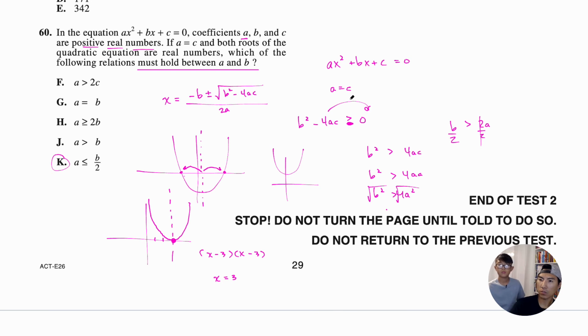So we're actually taking into account the situation where they're equal to each other, where b squared minus 4ac is equal to 0, or b squared minus 4ac is greater than 0. That's why we have that greater than or equal to. All right, does that make sense? All right, that is it for math.